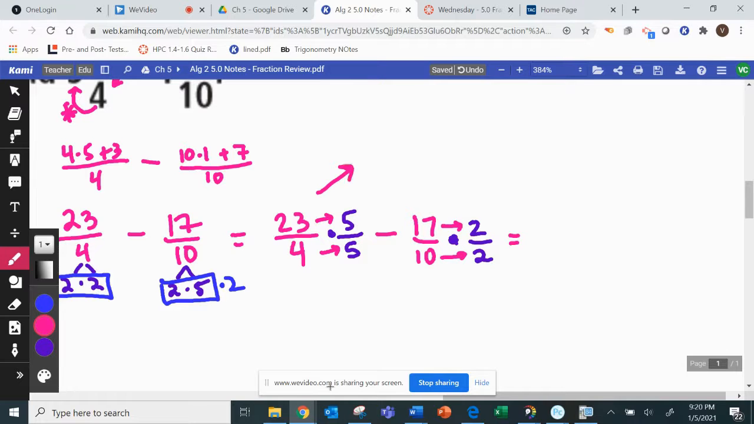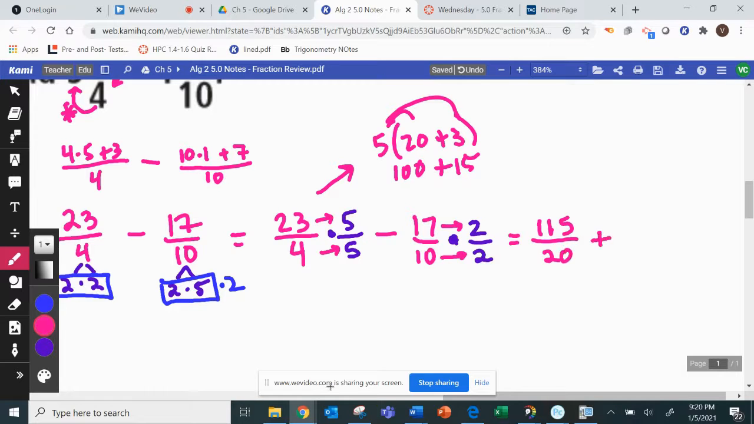Here's some, what's it called? Not using calculator math. I can't remember the term right now. 23 times 5 is the same thing as 5 times 20 plus 3. So 5 times 20 is 100, and 5 times 3 is 15. So 115 over 20, plus 17 times 2 is 34 over 20.